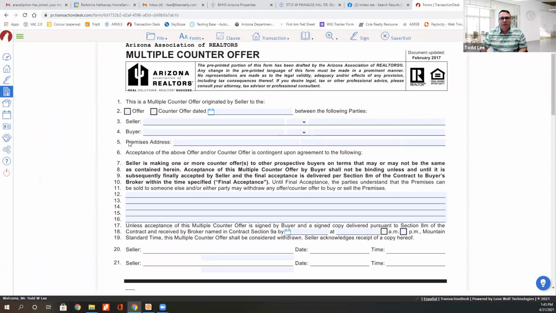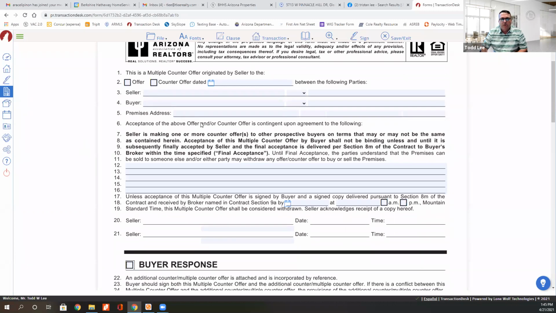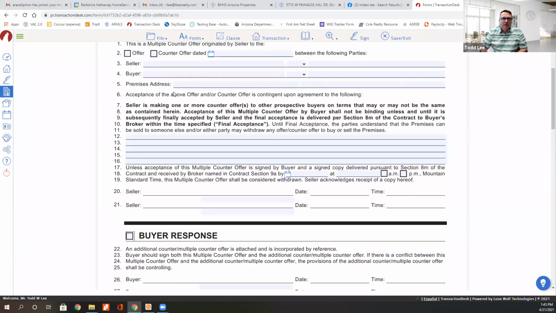So the multiple counter offer is originated by the seller to the offer or to the counter offer. You can do a multiple counter offer to a counter offer. So an offer or the counter offer between the following parties, premises address, acceptance of the above offer and or counter offer is contingent upon the agreement of the following. So then you have your conditions down here.